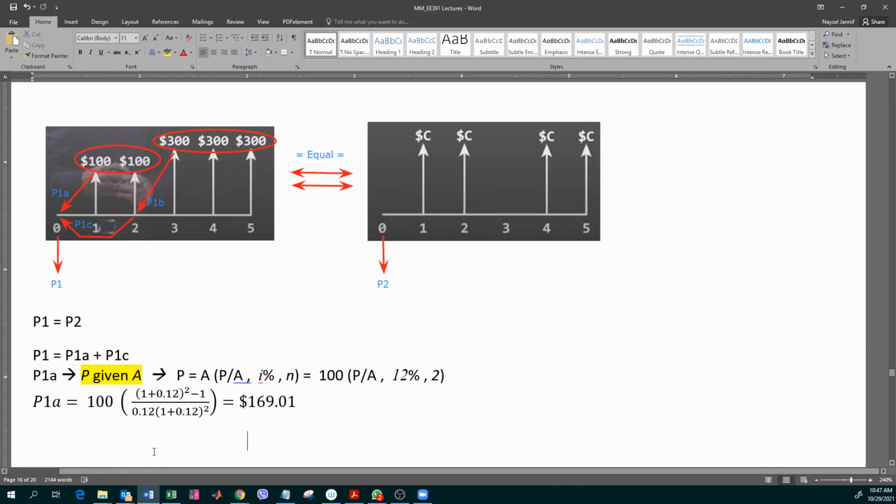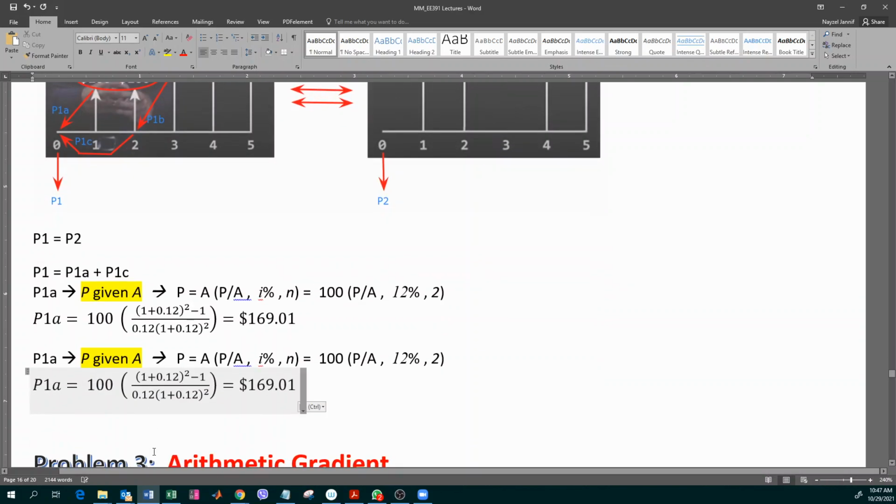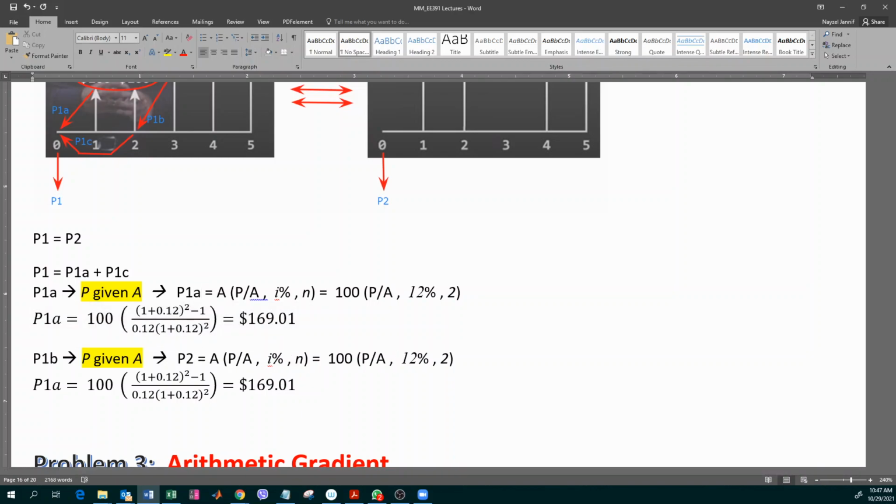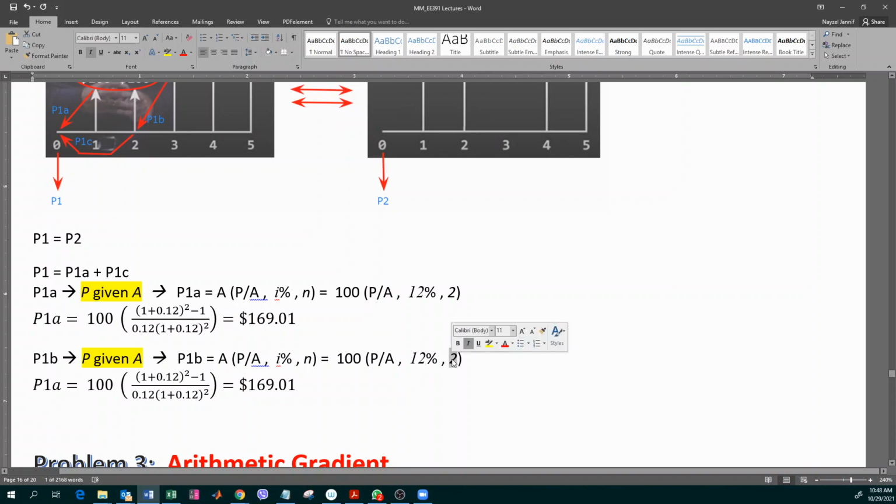Now let's calculate P1B. In order to calculate P1C, we've got to find P1B. For P1B, we are again going to use P given A. What do we have here, guys? 12%. What is the new N this time around? The value of N will be 3.